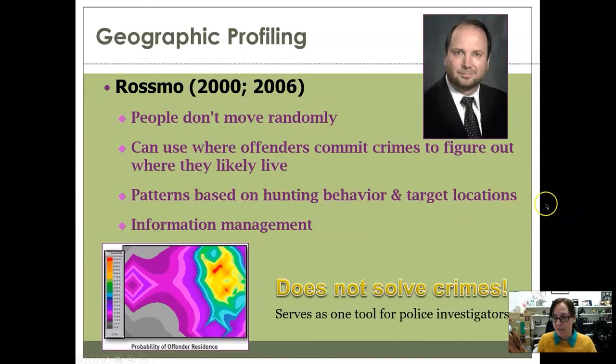And anytime Kim talks about this, he likes to really put forward the idea that geographic profiling does not solve crimes. This is not going to be that we look at this and say, oh, the offender lives right there. That's not how this works. It's one tool for police investigators to use to help with the mounds of information that they have to sift through.